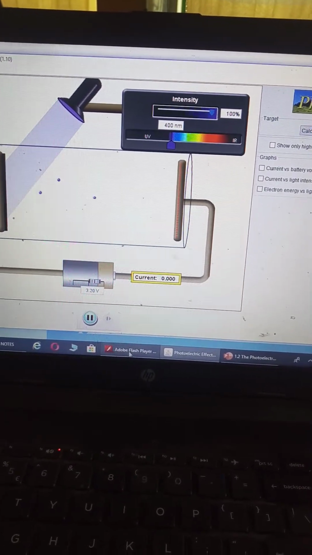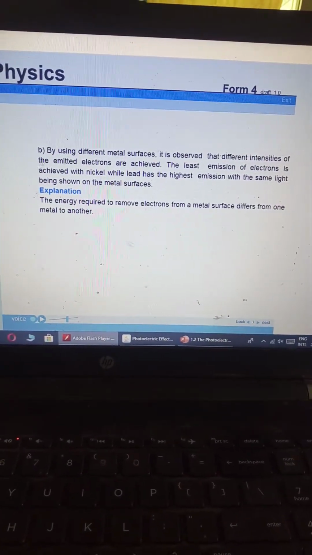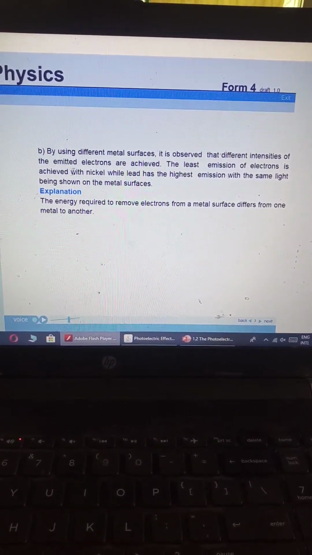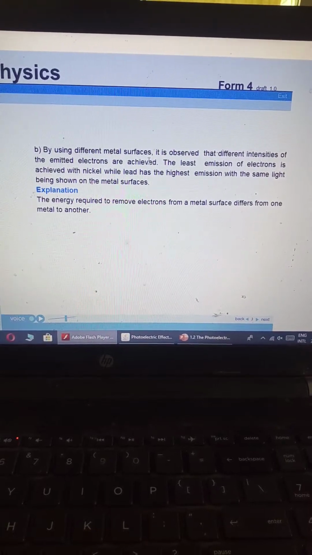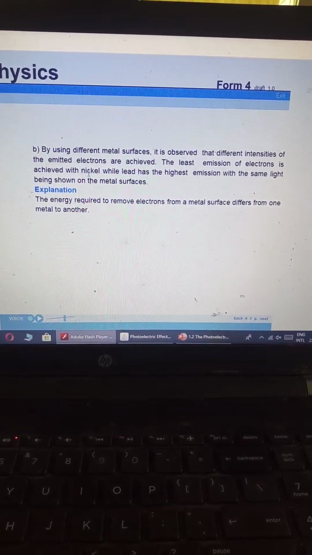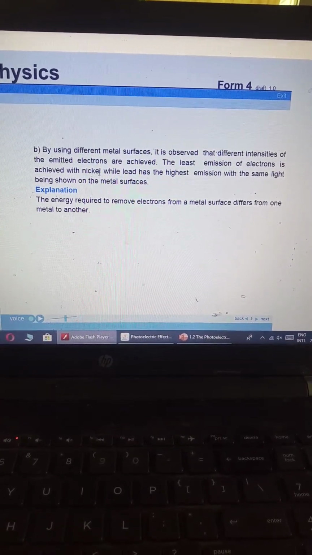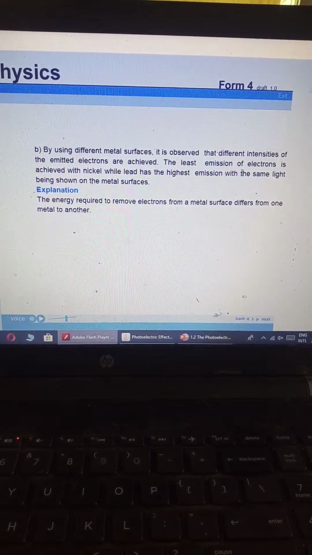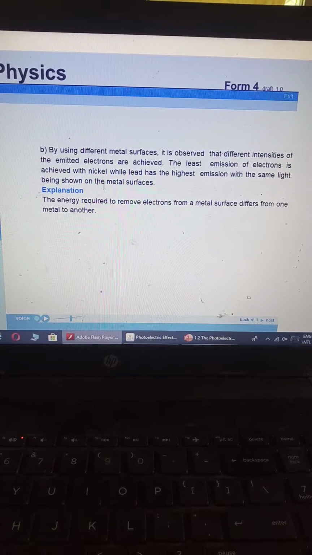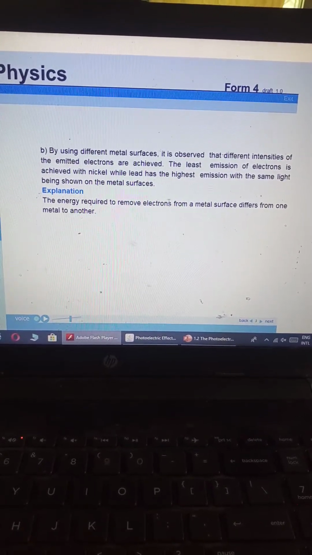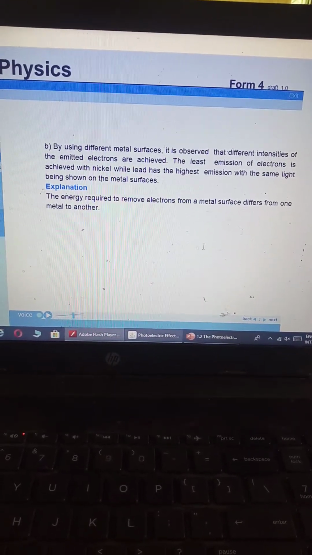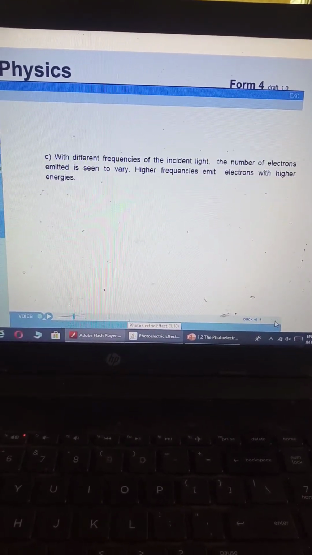So by using different metal surfaces, it is observed that different intensities of emitted electrons are achieved. The least emission of electrons is achieved when we use nickel, while lead has the highest emission at the same light intensity, like here where we used sodium and calcium. So the energy required to remove an electron from a metal surface differs from one metal to another. Move to the next factor.